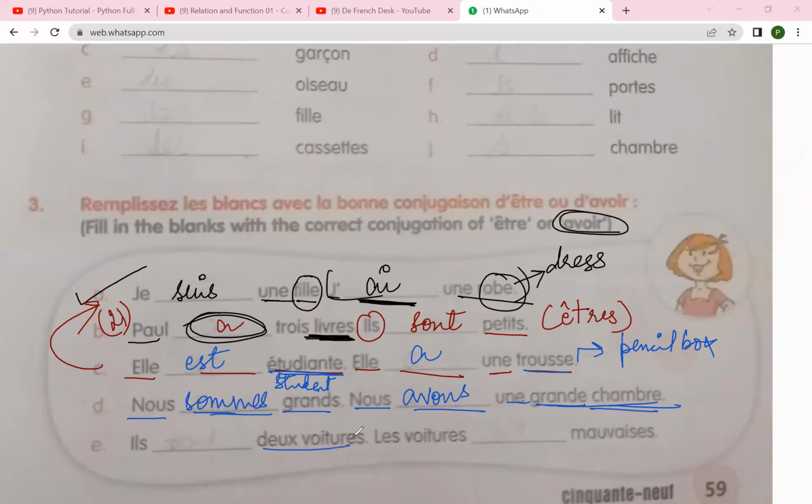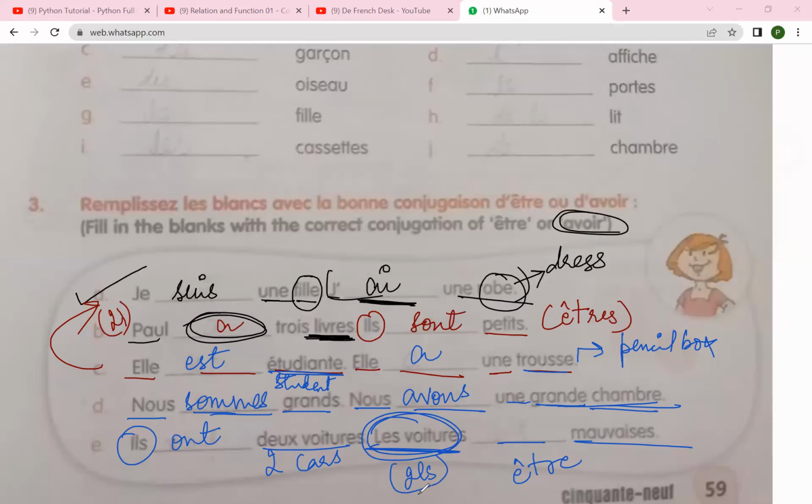Ils dash deux voitures. So obviously this means 2 cars. So this would indicate possession. So you'll use avoir. Ils ont deux voitures. They have 2 cars. Les voitures dash mauvaises. So now the cars are being described. So you will make use of être. So you'll write les voitures is ils, pronom sujet. So you will write sont. Ils sont mauvaises. That means the cars are bad, not good.